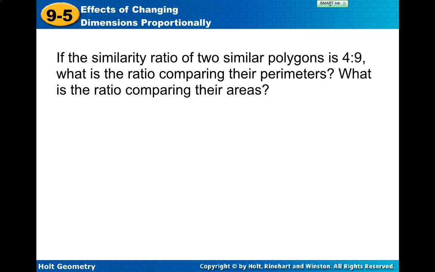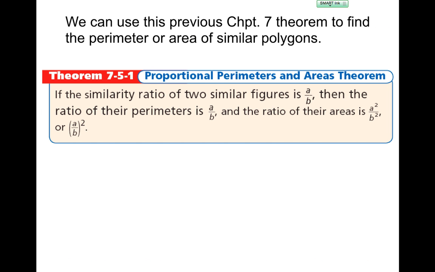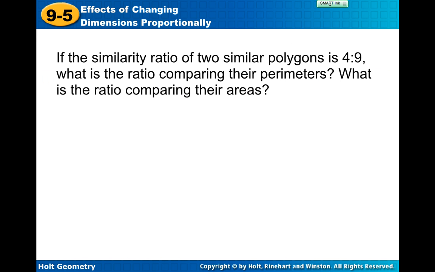Similarity ratio, let's go back to that theorem again. Similarity ratio and perimeter ratio are the same. I don't know if I put that in your notes again, if you need to write it down again. The perimeter ratio and the similarity ratio are always the same. The ratio of the areas is squared of whatever that is. So the answer to the question, yes, if you compare perimeters, it's going to be the same as 4 to 9. If you compare their areas and reduce, it's not going to be 4 to 9, it would be 16 to 81.